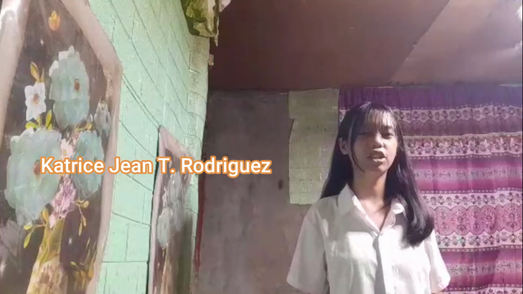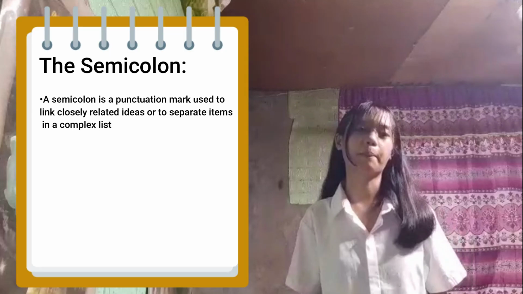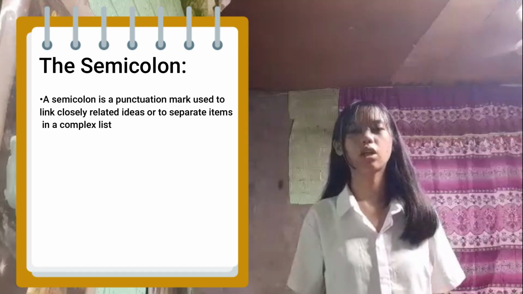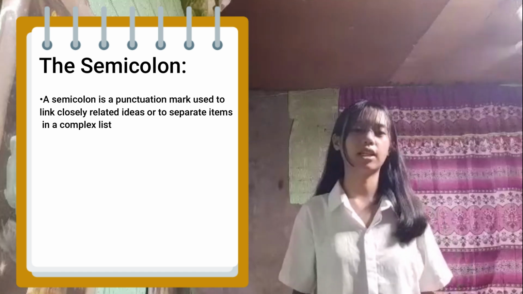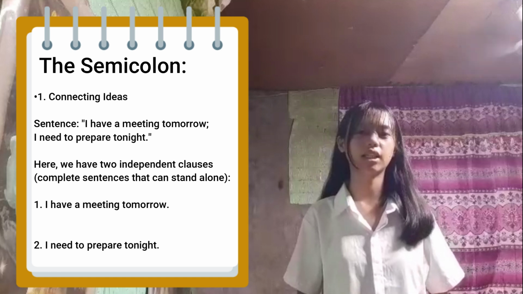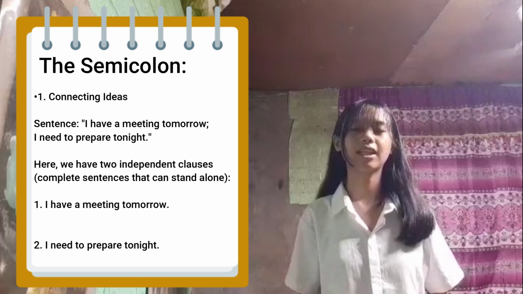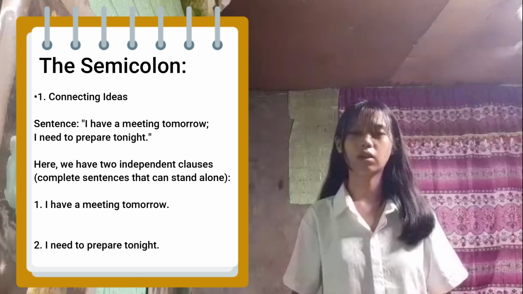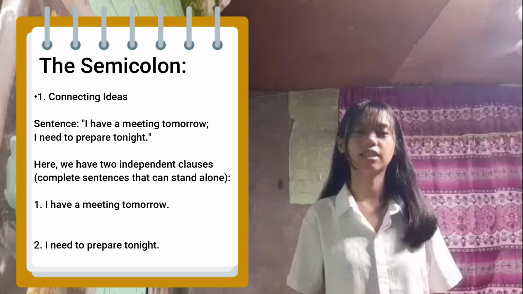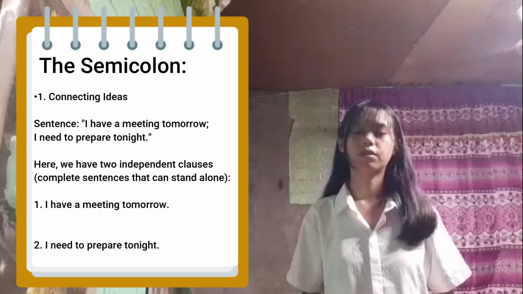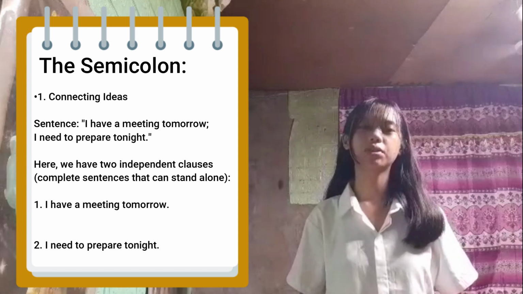Hello, my name is Catrice Jean Rodriguez, and this is my topic. A semicolon is a punctuation mark used to link closely related ideas or to separate items in a complex list. First, connecting ideas. Sentence: I have a meeting tomorrow; I need to prepare tonight. Here, we have two independent clauses, complete sentences that can stand alone. First, I have a meeting tomorrow. Second, I need to prepare tonight.